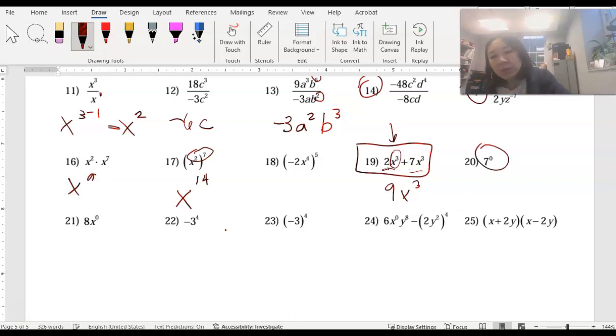This is going over another rule. Anything to the 0th power is going to be 1. And so it's just recognizing the 0 rule for that. All right, I want you to try the rest on your own. 25 is kind of, I'm going to say a bonus because it's a little bit tricky, but I want to see what you do with it on your own.